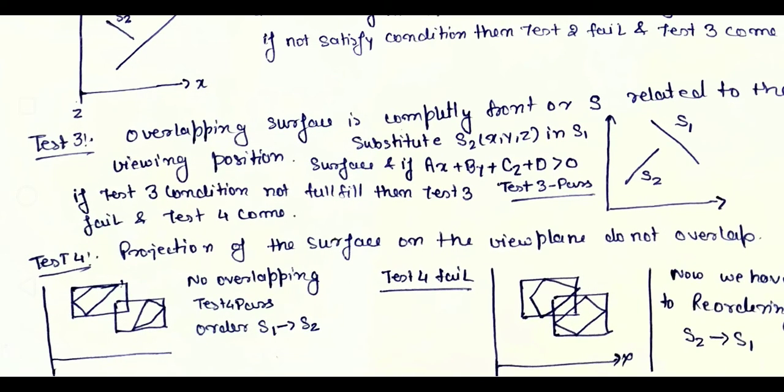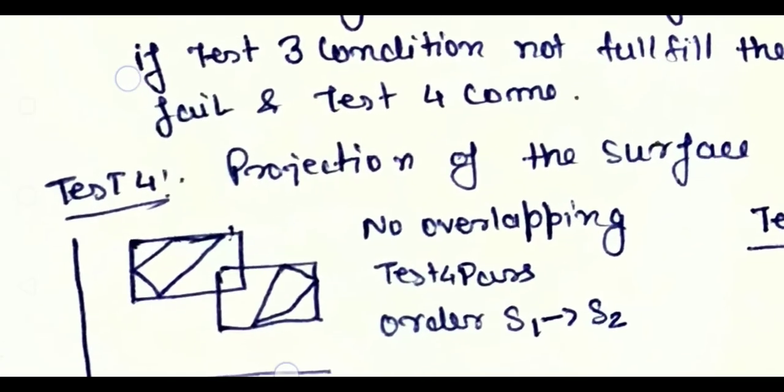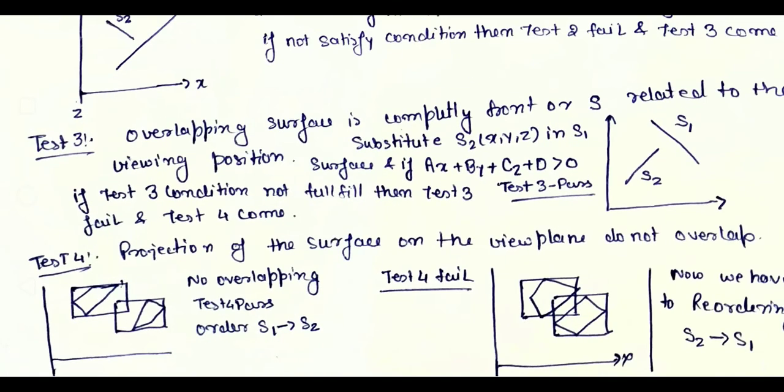What is test 4? The projections of the surfaces on the view plane do not overlap. Means that the projected polygons of the surfaces will not overlap. In this diagram you can see two polygons, both individual. There are two windows or viewports, view planes, and in both some polygons are visible. Those polygons are totally independent, they are not overlapping. That means test 4 passes, and there is no need for reordering.